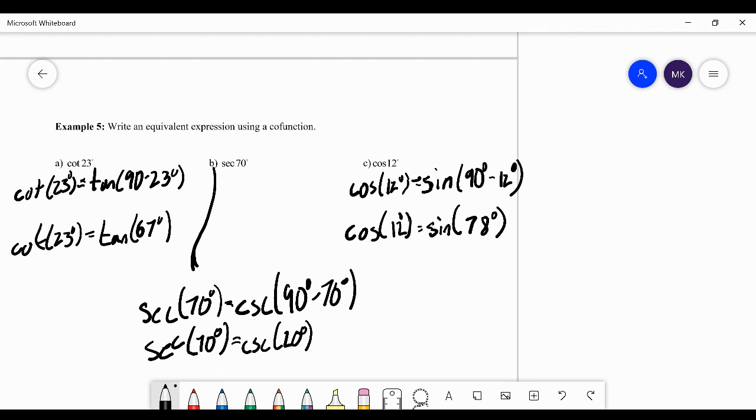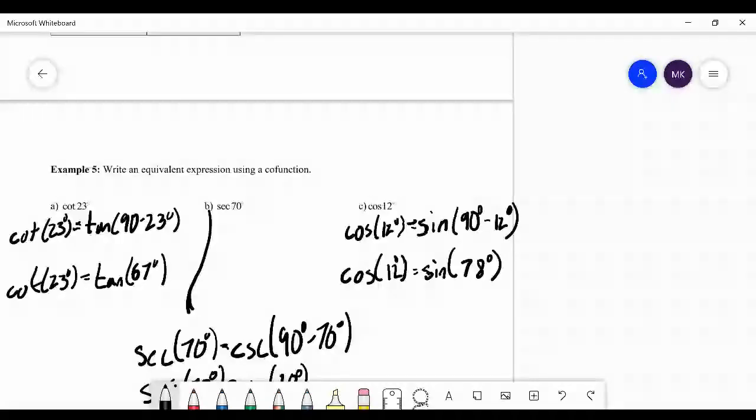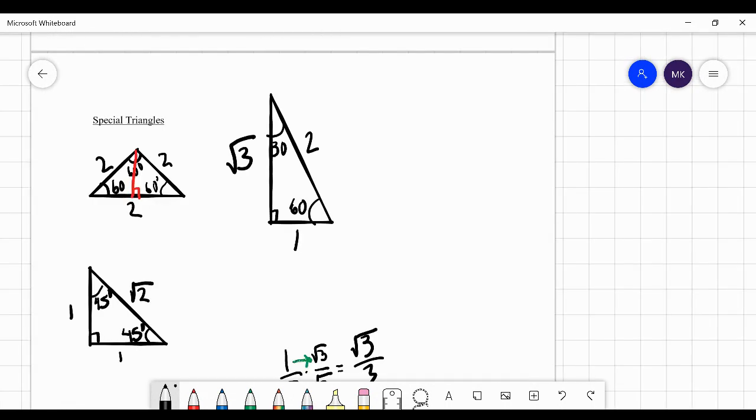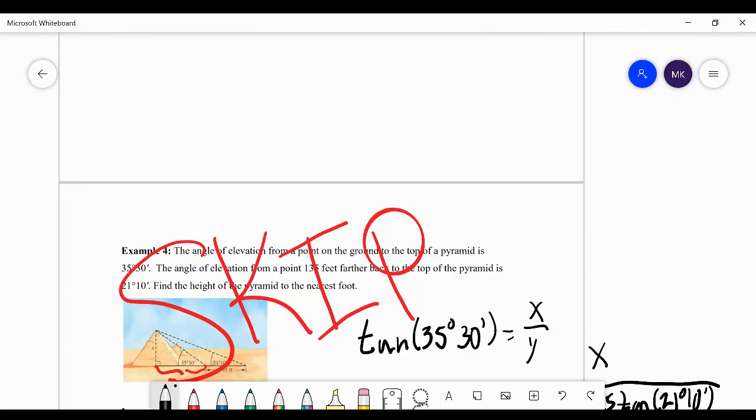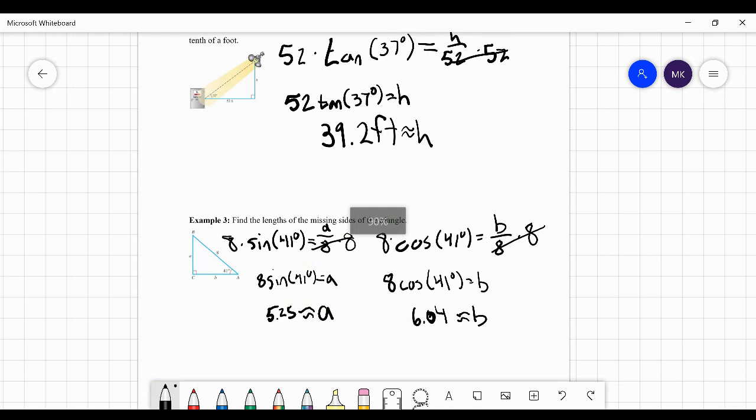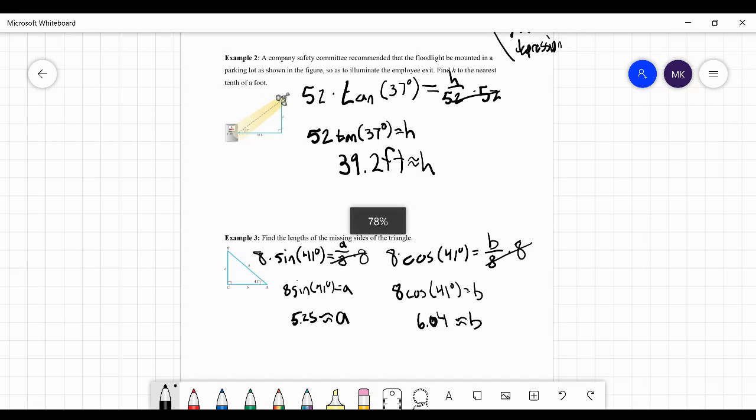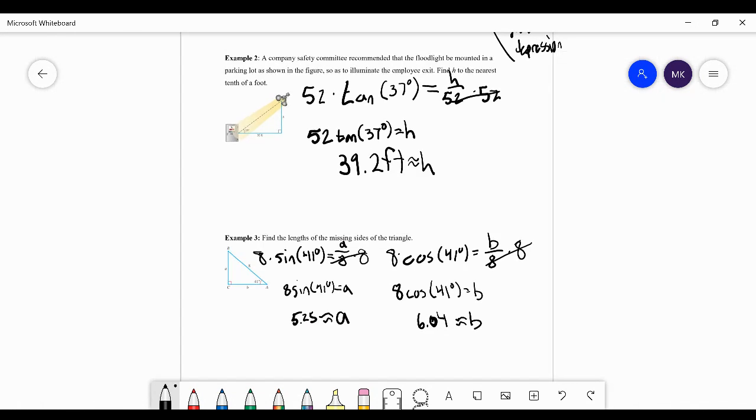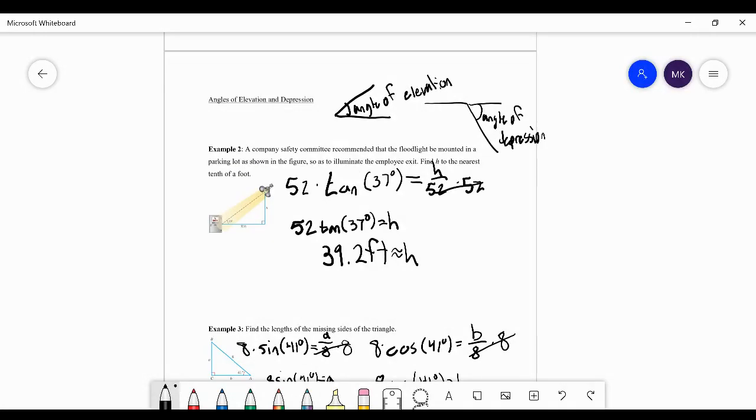So that's a way we can use cofunctions. That's pretty cool, right? So the big takeaway from this lesson is the definition of sine, cosine, tangent, cosecant, secant, and cotangent, what their relationship is within a right triangle, and how to find those. And being able to do problems like angle of elevation and angle of depression is a very important, useful skill that you will use for this class. Don't forget angle of elevation and angle of depression; those are slightly different.